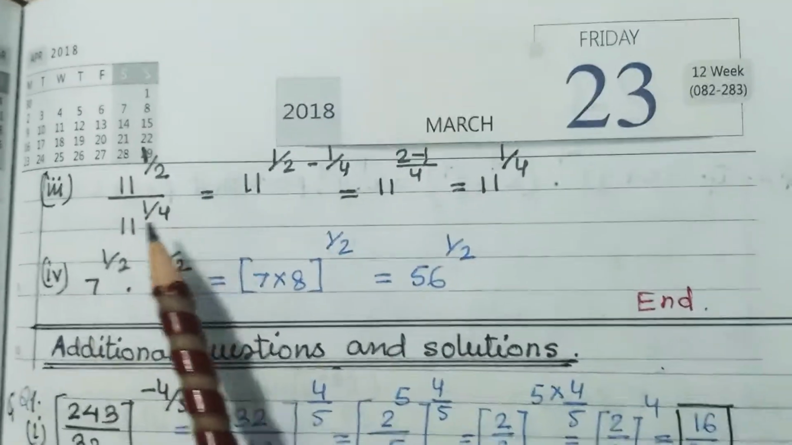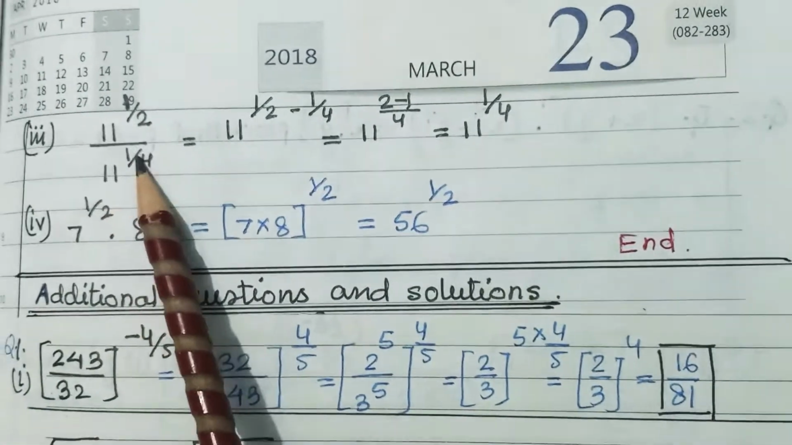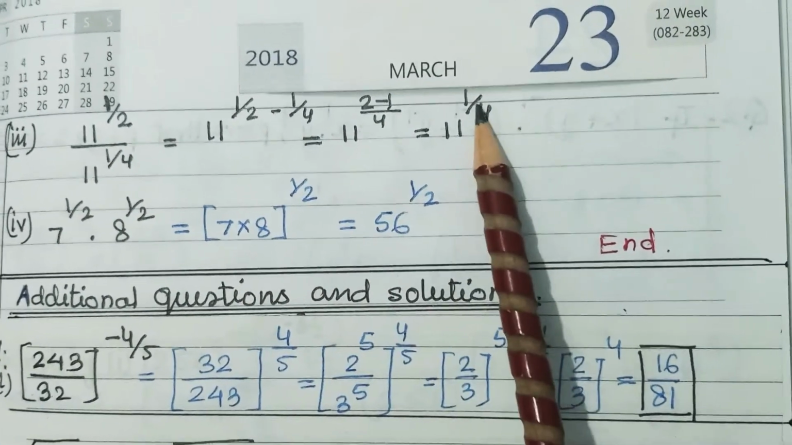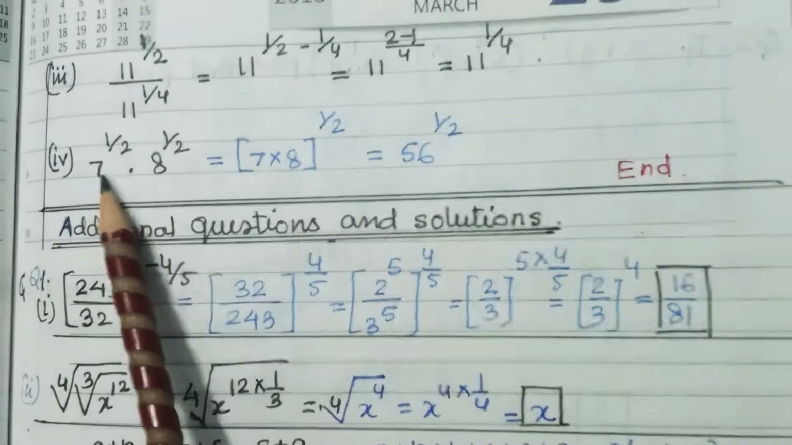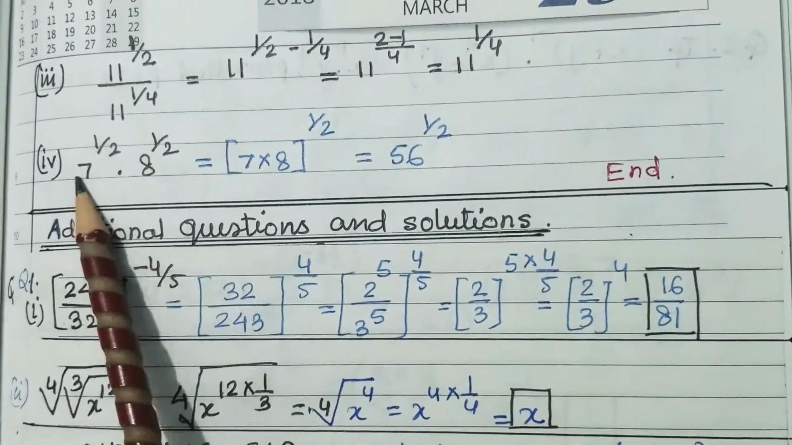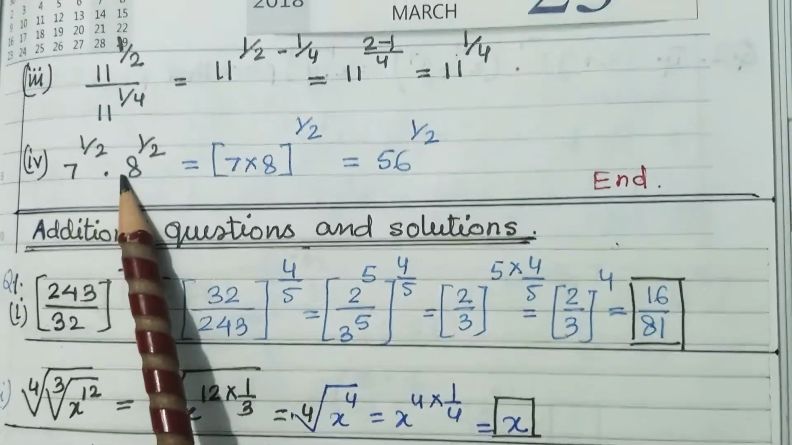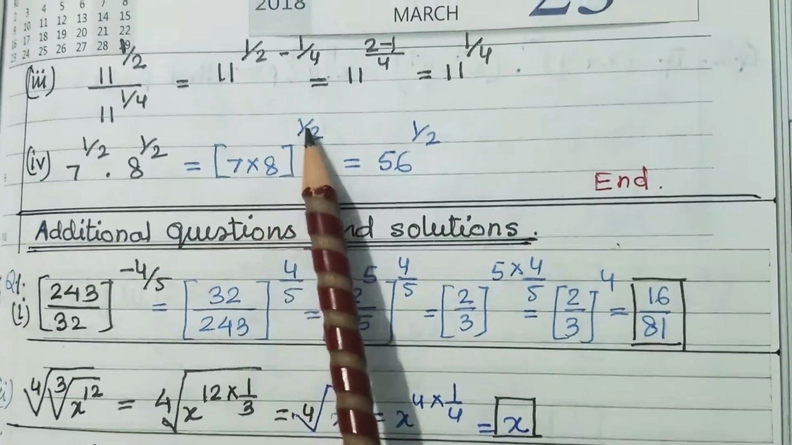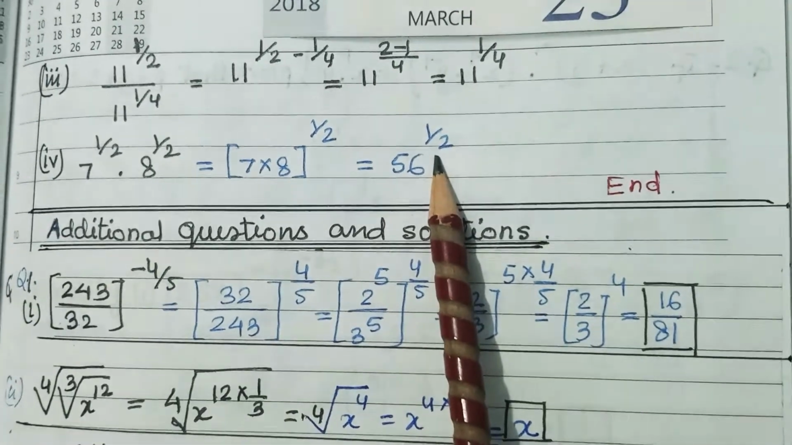Next question is 11 to the power 1 upon 2 upon 11 to the power 1 upon 4. The base is the same, so the powers should be subtracted. So it is 11 to the power 1 upon 4. Next, in multiplication the bases are different and the power is the same. In this way the bases should be multiplied. So it is 7 into 8 to the power 1 upon 2. It is 56 to the power 1 upon 2.